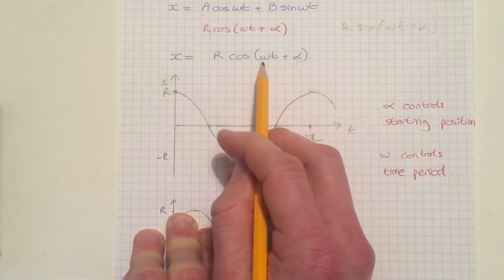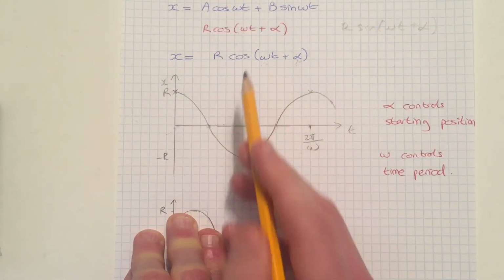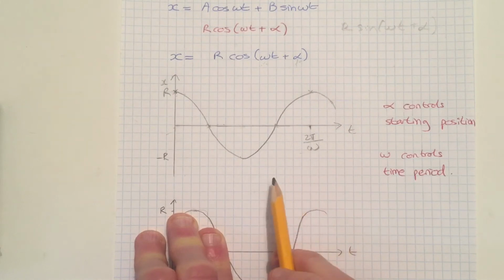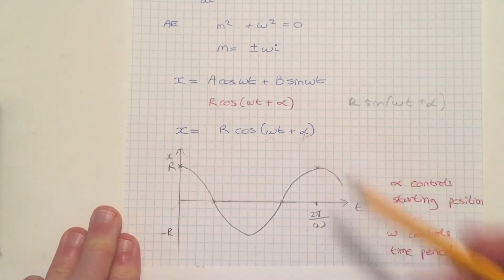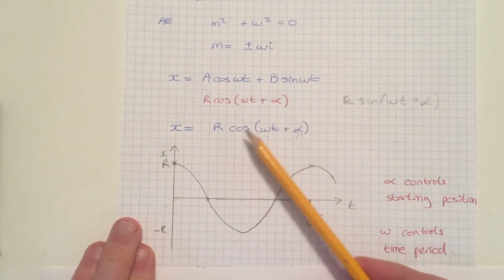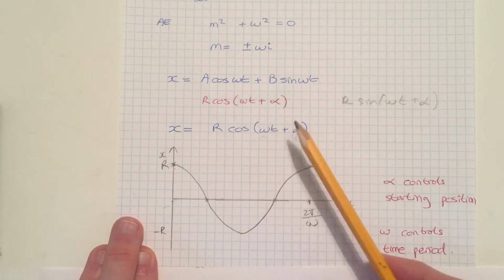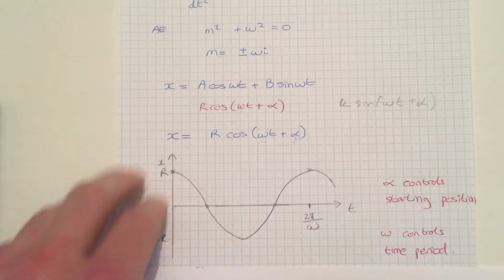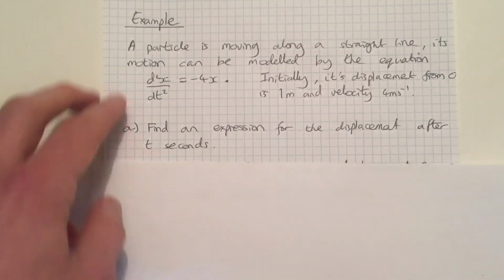If this was 2, then the time period would be pi. If this was 4, then the time period would be pi over 2, and so on. So that's where the general equation comes from and what each of these things represents. This is controlling the amplitude, this is controlling the time period, this is controlling the original displacement. Let's now look at a specific example. So let's actually put some numbers in and solve this.